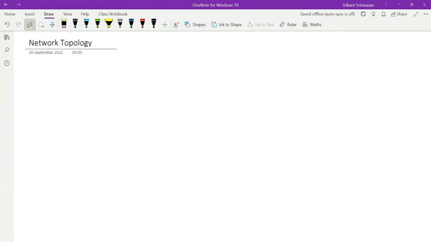In network topology, what we do is we describe the network in the form of graphs. Okay. So let us take the case of some simple example. Say that I have a network which looks like this. Okay, so this is a network, right?